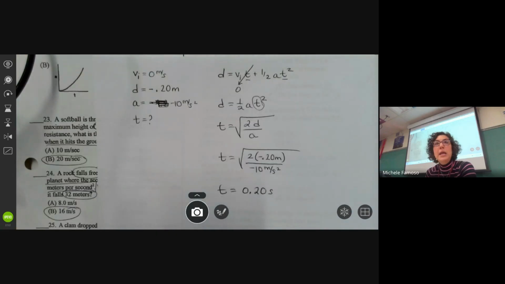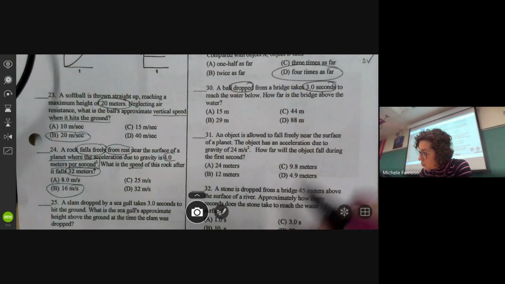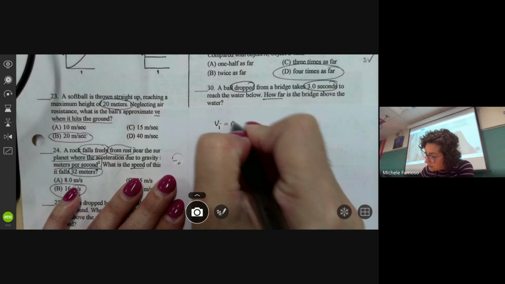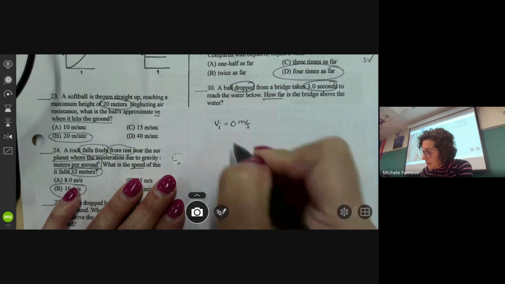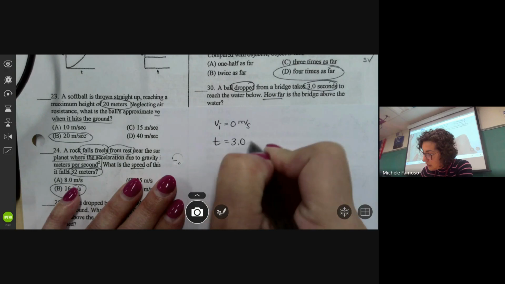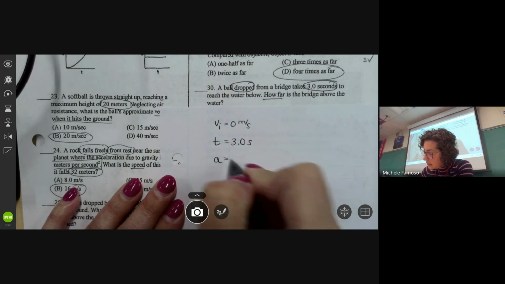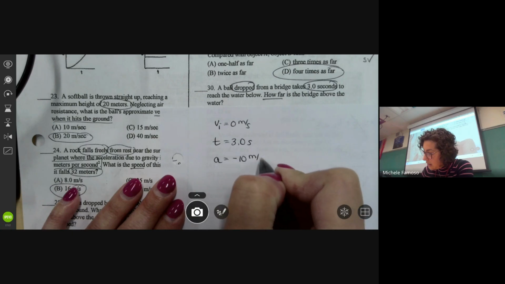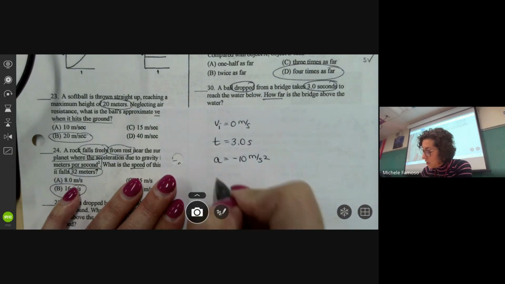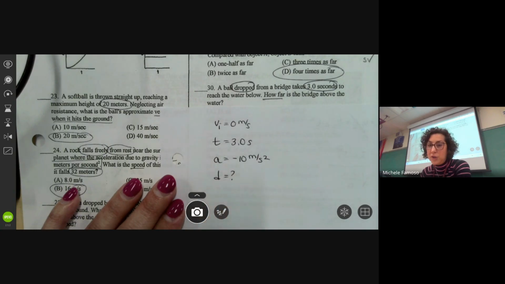You're welcome. Anything else? Kiara? 30, yes. A ball dropped from a bridge takes 3.0 seconds to reach the water. How far is the bridge above the water? All right, so let's list our givens. The VI is 0 meters per second because it says dropped. We know the time, T is 3.0 seconds. The acceleration would be -10 meter per second squared. We're assuming this is on Earth. We're looking for how far, which is D.